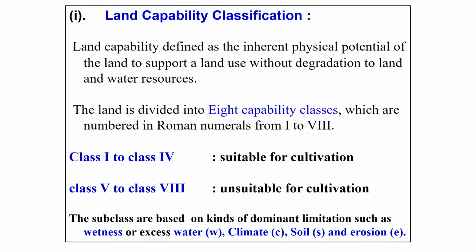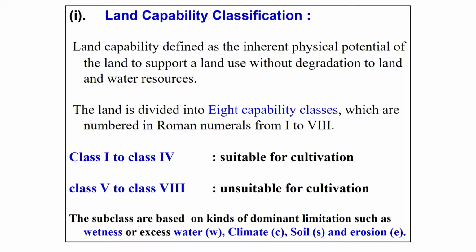This framework is used to assess the potential of soil for which crop we can identify. If we see the land capability classification, we generally assess the inherent physical potential of the land, and in this classification, we divide the land into 8 capability classes, which are numbered in Roman numerals 1 to 8. If your soil comes in class 1 to class 4, then we can say this land is suitable for agriculture or cultivation. If it is classified under class 5 to class 8, then it means it is unsuitable for cultivation.